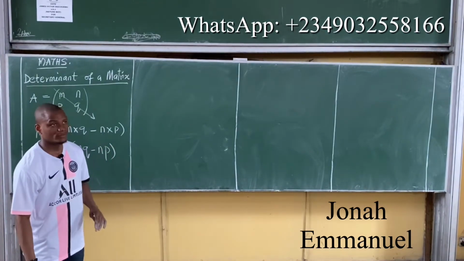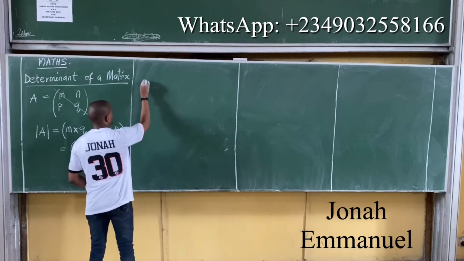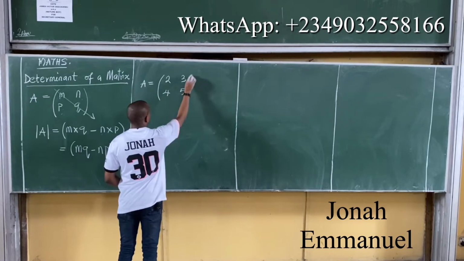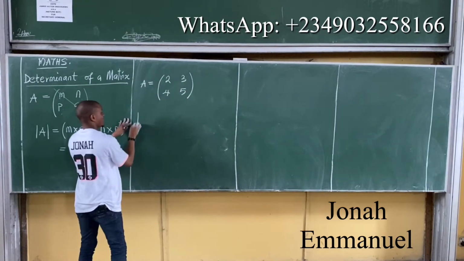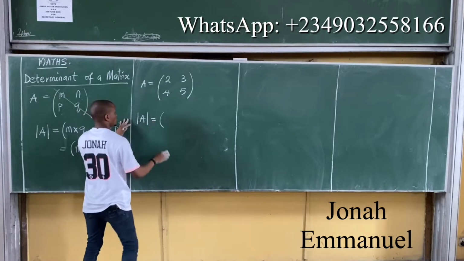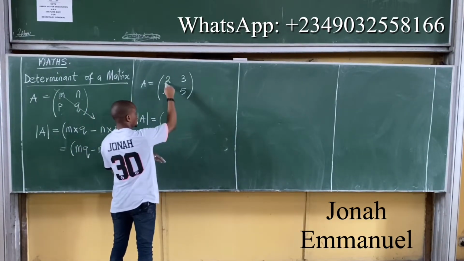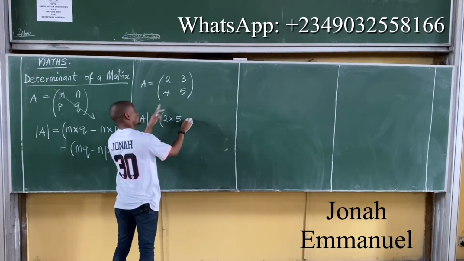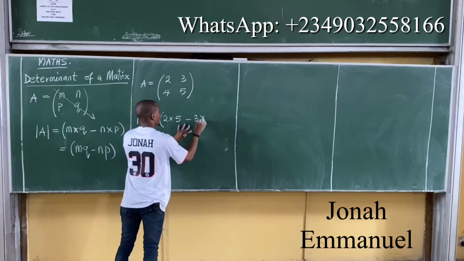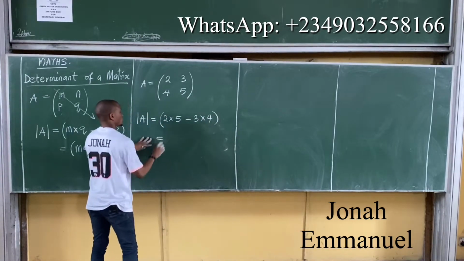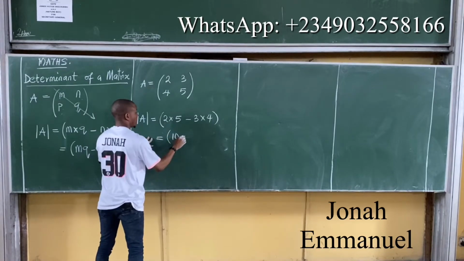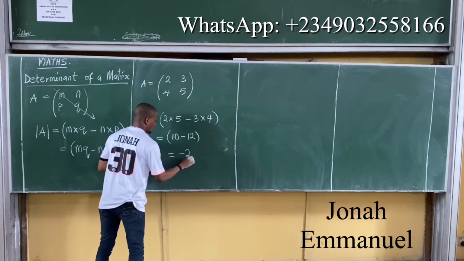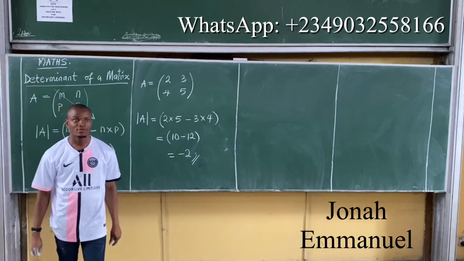Let's take an example. Let me use some numbers: 2, 3, 4, 5, for instance. We have to calculate the determinant of this. Principal diagonal is this, so multiply this to this one there: 2 times 5 minus the product of the other two, 3 times 4. So it's equal to 2 times 5 is 10, minus 3 times 4 is 12. 10 minus 12, you see what there? Minus 2.